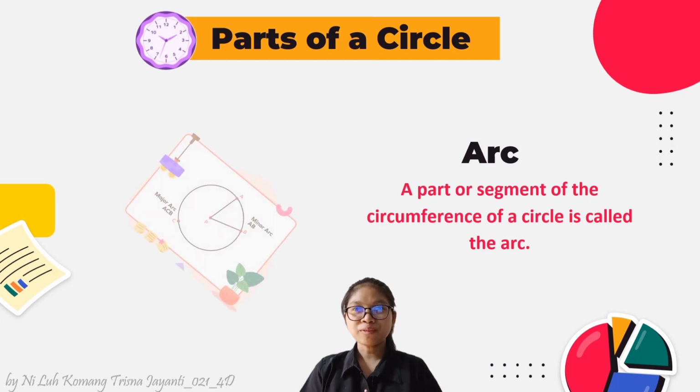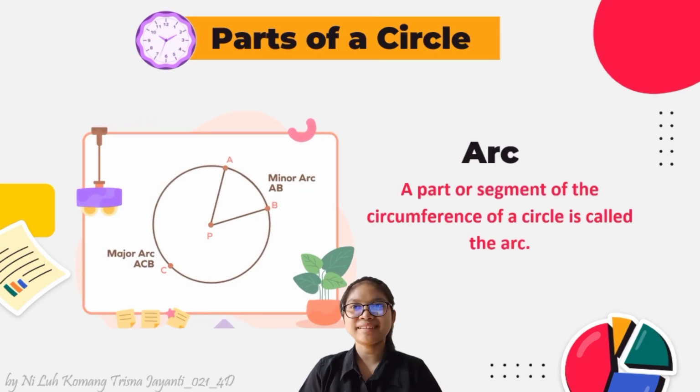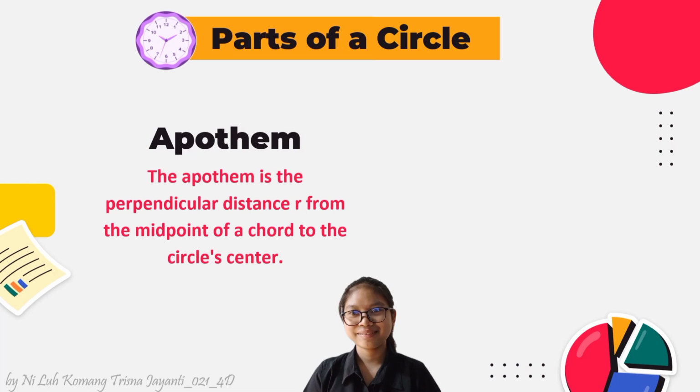Arc. A part or segment of the circumference of a circle is called the arc. There are two types of arc. We can look at this picture. Segment AB is called minor arc. Minor arc is an arc that is less than half the circumference, while segment ACB is called major arc. Major arc is an arc that is greater than half the circumference.